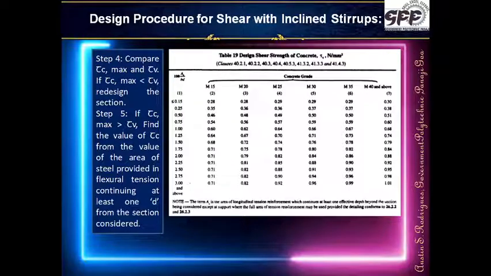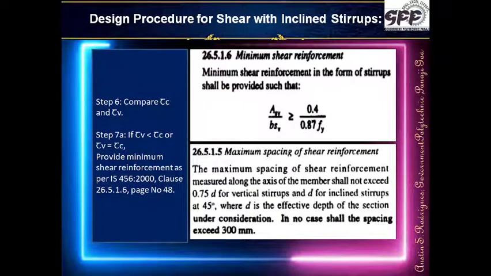Those who don't want to follow the table, there are prescribed formulae based on which this answer can also be obtained. So this has been given in the explanatory code of IS 456. Further step than this, once tau c is found out, step number 6 is to compare tau c and tau v.